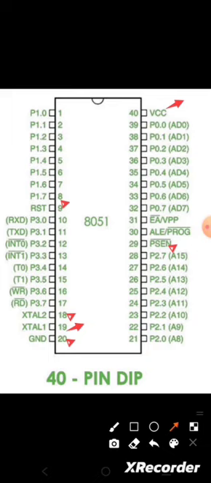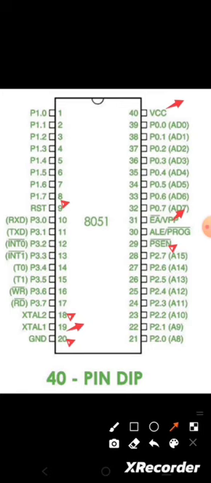And next one is the 31st pin, which is EA, referring to external access. So in order to differentiate the internal and external memory operation, this EA, external access signal, is used. So that means whenever the EA bar is 0, external memory is accessed, and whenever EA bar is 1, then internal memory is accessed. So that is the concept here.